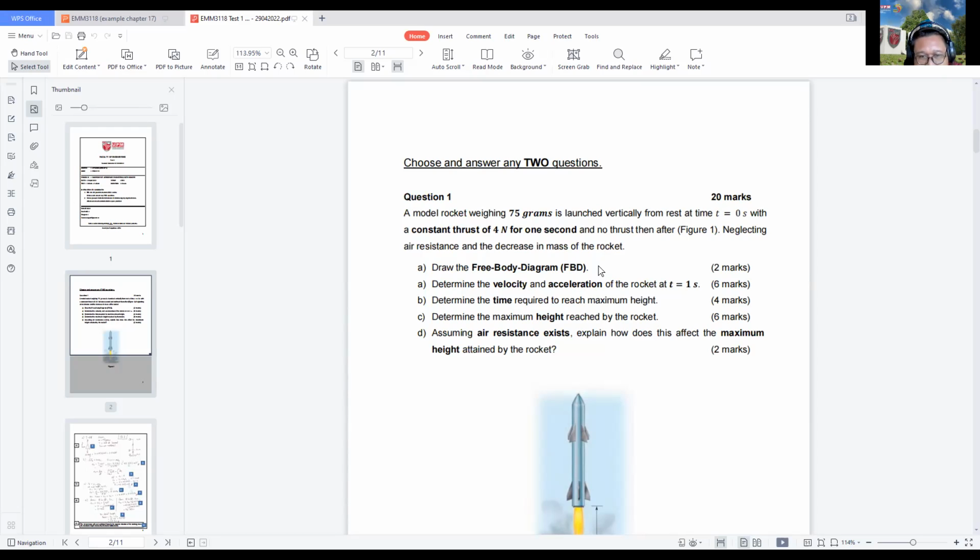For the first part, basically you need to draw the free body diagram, and then calculate the velocity and acceleration of the rocket at time t equal to 1 second. Next, I'm sorry, there is a problem, I think during the printing, the A is not correct in this part. For B, determine the time required to reach maximum height. C, determine the maximum height reached by the rocket. And D, assuming air resistance exists, explain how this affects the maximum height attained by the rocket.